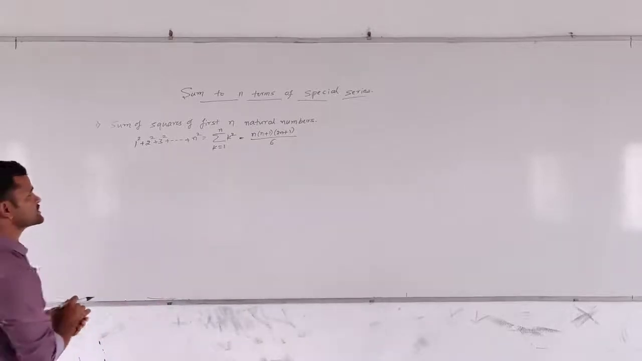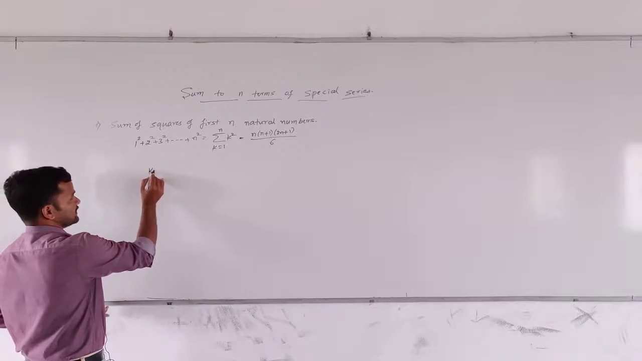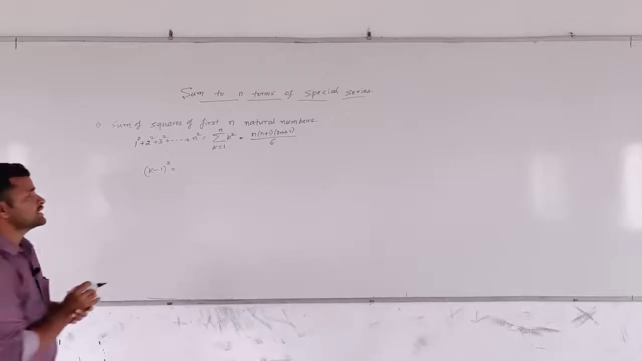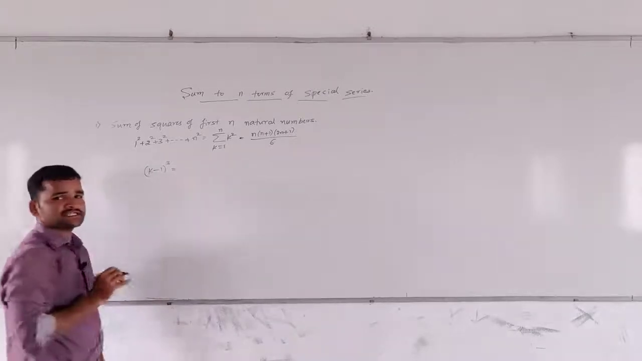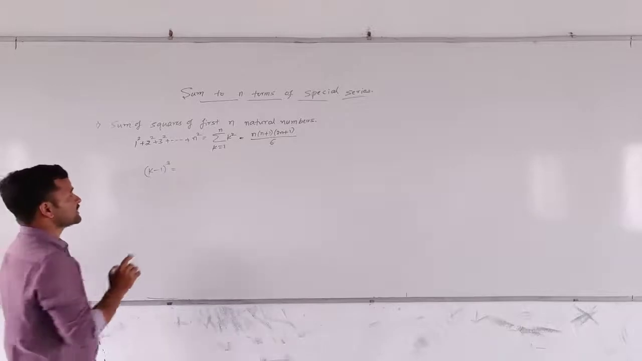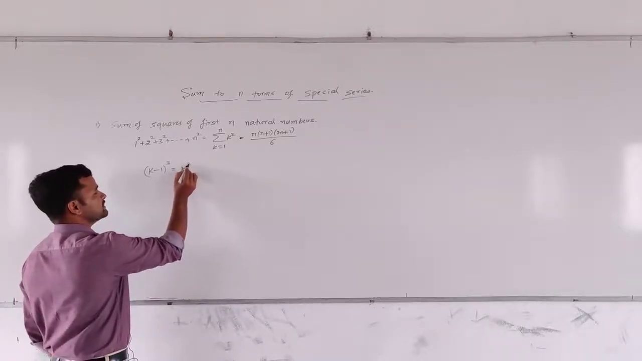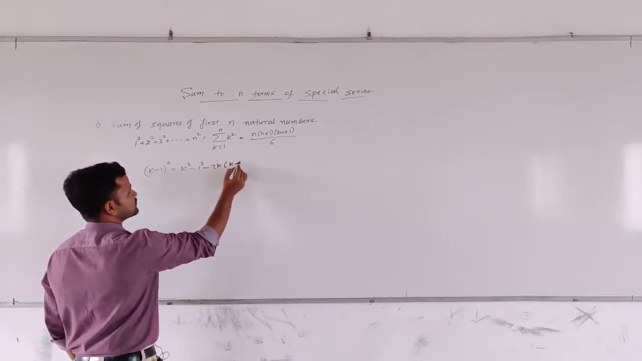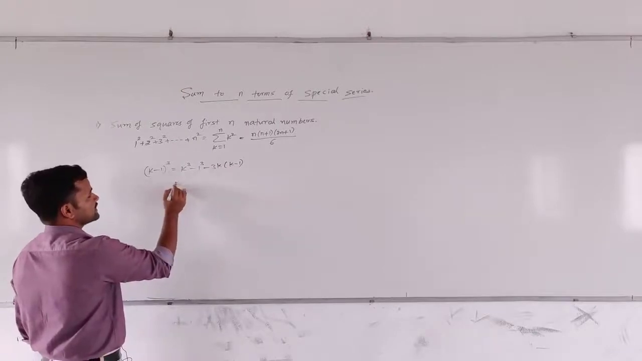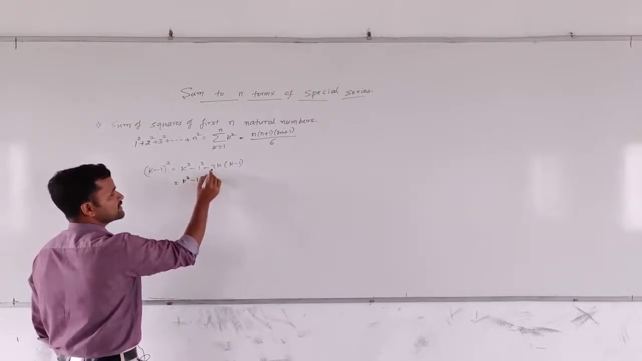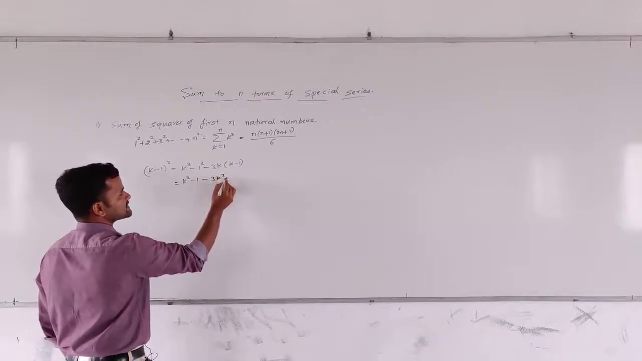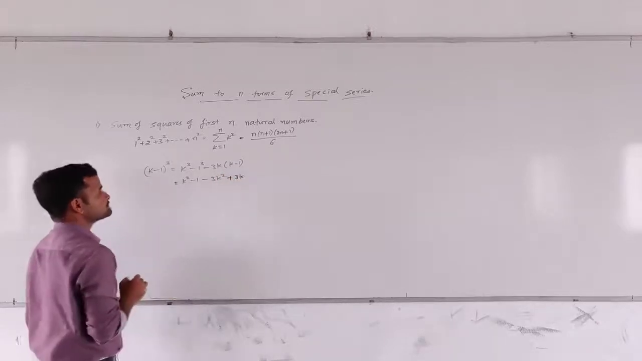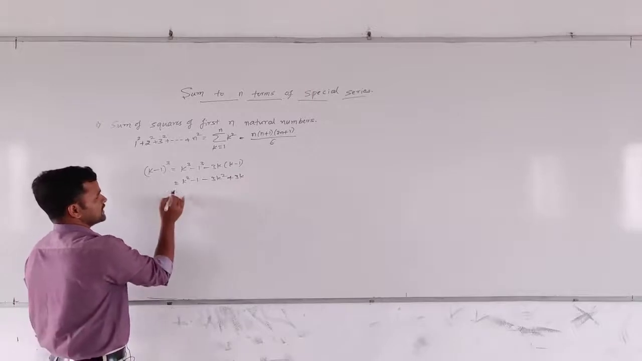To derive the formula, let me take the expression k minus 1 whole cube. What is k minus 1 whole cube? That is the formula we have studied, a minus b whole cube, in 8th standard. I am using that. This will be k cube minus 1 cube minus 3k into k minus 1. This is k cube minus 1 minus 3k into k minus 3k square minus 3k plus 1 minus 1. This is nothing but plus 3k.